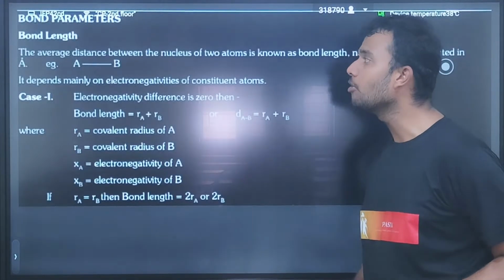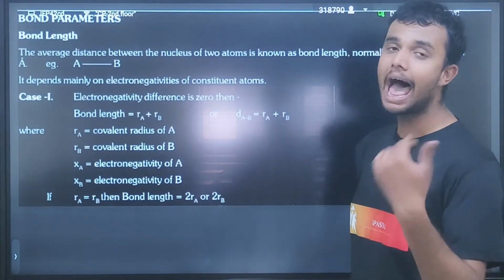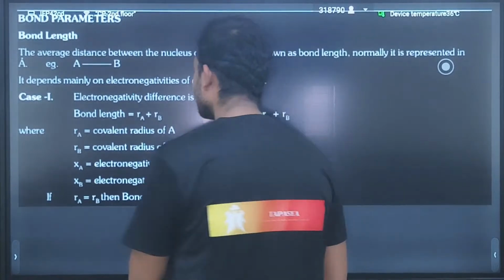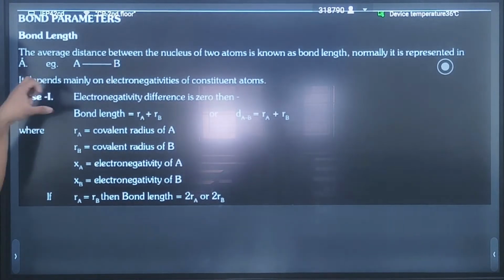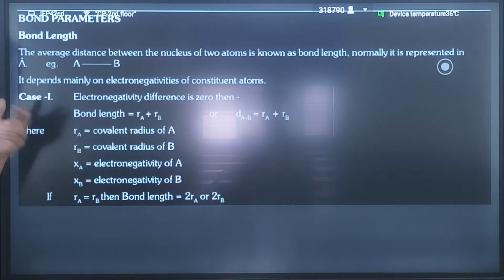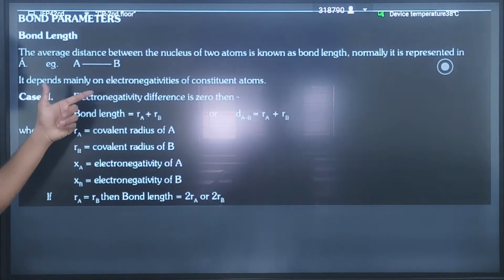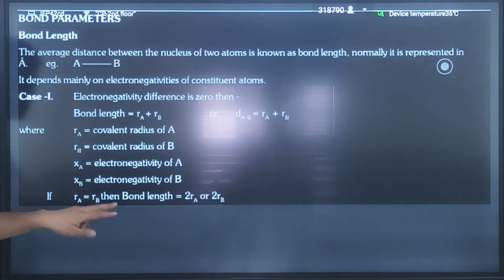Next, move to the bond parameters. Bond length. What is bond length? The average distance between two atoms is known as the bond length. Guys, look here. Let's move to the factors affecting the bond length. It depends upon a few things. First one, electronegativity difference.